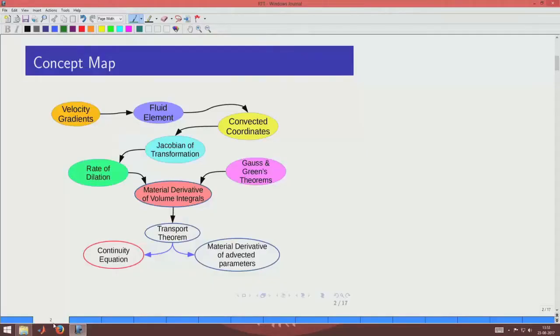However, the end result will be one of the important inputs we will need while deriving Navier-Stokes equation, which will be in the next session. So, the concept map behind the theorem is given here.